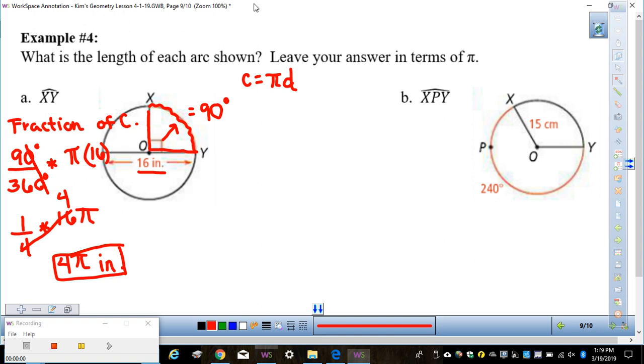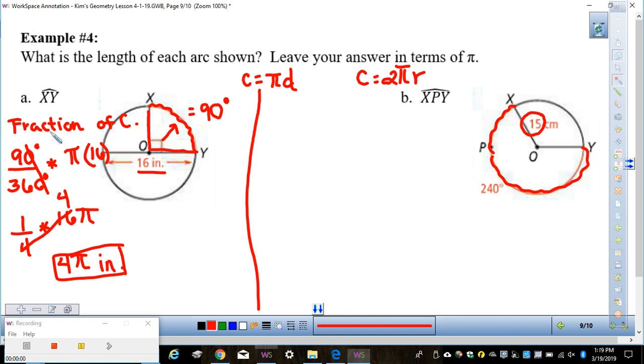So we're going to do that same thing on this next example, except you can see here we are given the radius. So now the circumference formula that I want to use is 2 pi r, since that's the piece that I have. I am trying to find x, p, y, which hopefully we can all see is the major arc of this circle. So the fraction part that we wrote out over here comes from 240 degrees out of 360 degrees total.